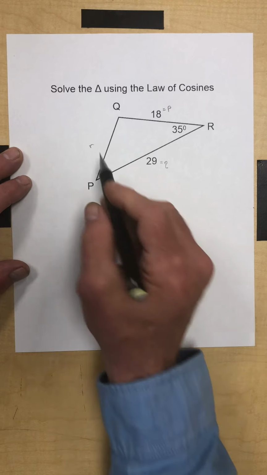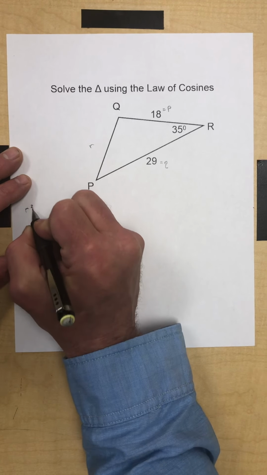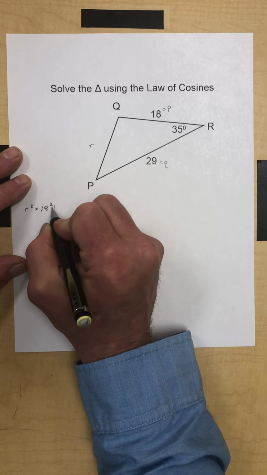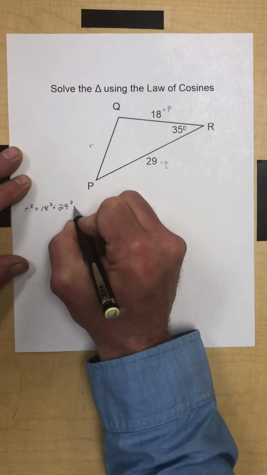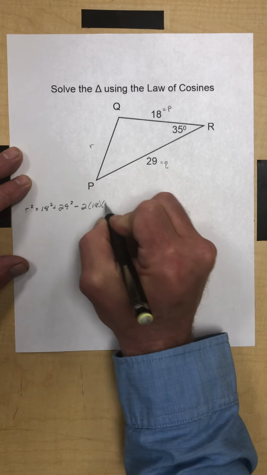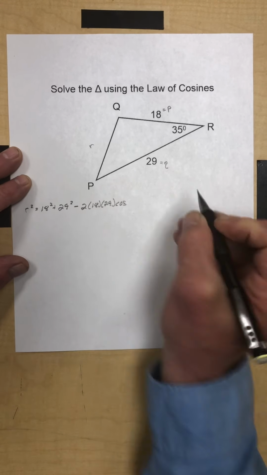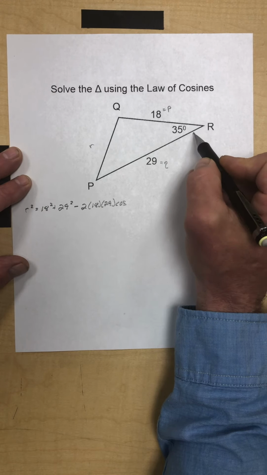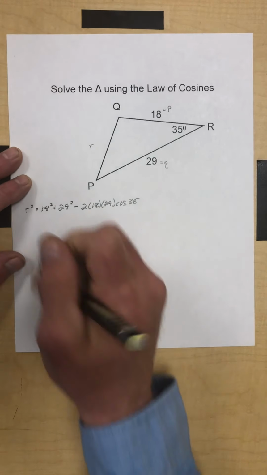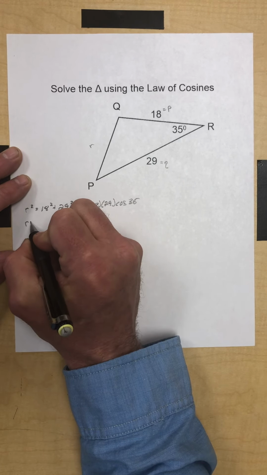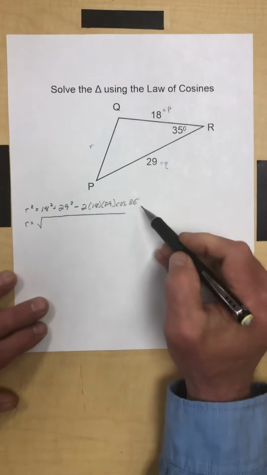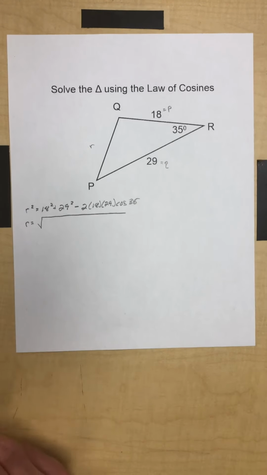So let's see. We have our little r squared, which we're looking for, equals the sum of the squares of the other two sides. So that'd be 18 squared plus 29 squared minus 2 times 18 times 29 times the cosine of angle R, because that guy's opposite from little r. So the cosine of 35. All right, so let's see. My r, we know that is going to be the square root of, and I'm just going to clean this up because you could put it in your calculator just as it is. And I'm going to clean it up because it's easier to work with.